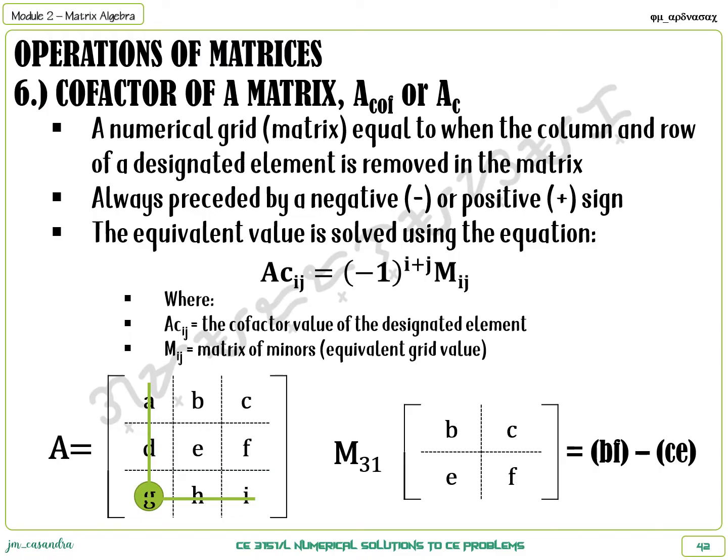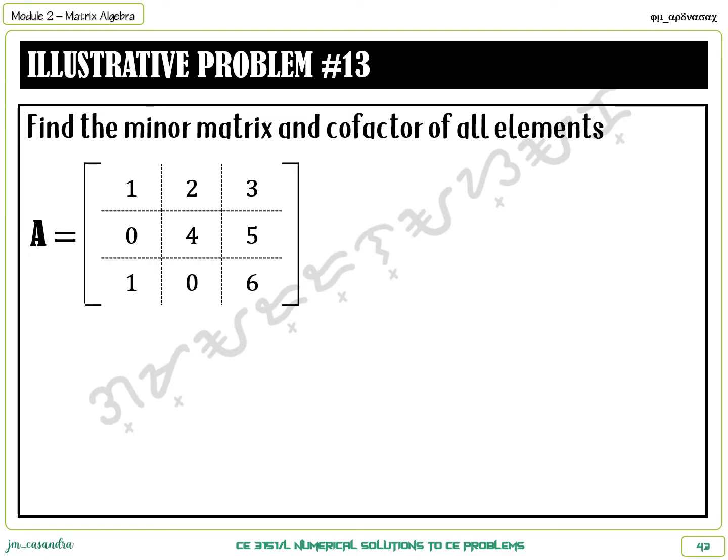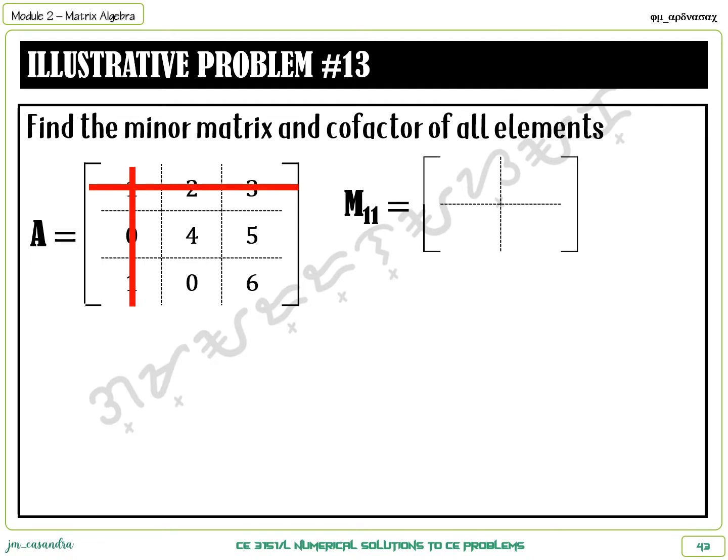Okay, so you can apply this method and this equation for any square matrix. To understand further the cofactor of a matrix, let us solve some examples. Find the minor matrix and cofactor of all elements for the given matrix A. So we are given here a 3 by 3 matrix. What we will do first is to identify the minor matrix of the first element, 1, 1. So we first remove row 1 and column 1.